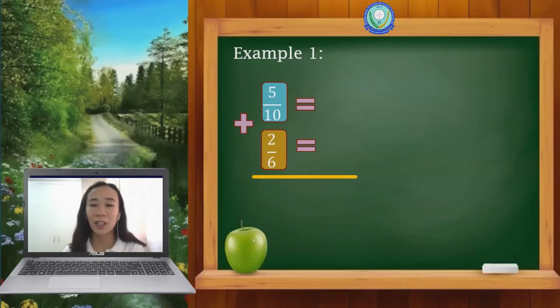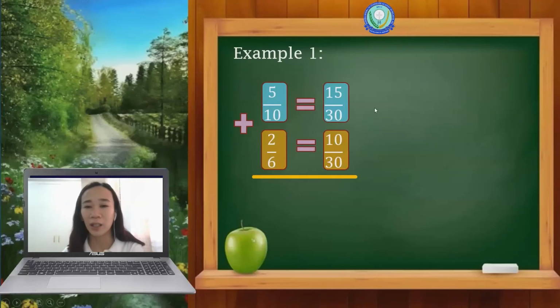And then 30 divided by 10, that is 3 times 5. Then it means our answer here is 15 over 30. 30 divided by 6 is 5 times 2, it's 10. So 15 over 30 and 10 over 30. Then we will add 15 plus 10, it's 25 over 30.